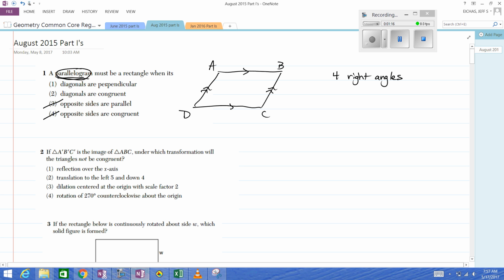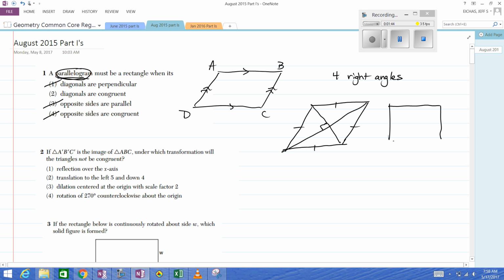Now, diagonals perpendicular. You can still have diagonals perpendicular without having a rectangle. It's called a rhombus. So if we upgrade from a parallelogram to this feature right here, all that guaranteed was a rhombus, which is where all the sides are the same. So that's not going to do it. The diagonals congruent is going to be key here.